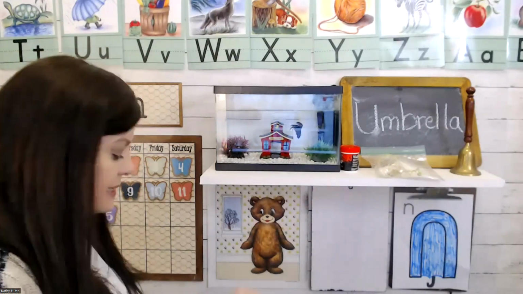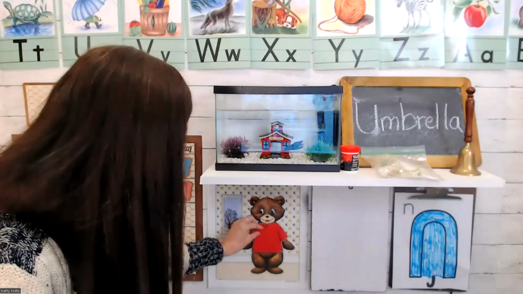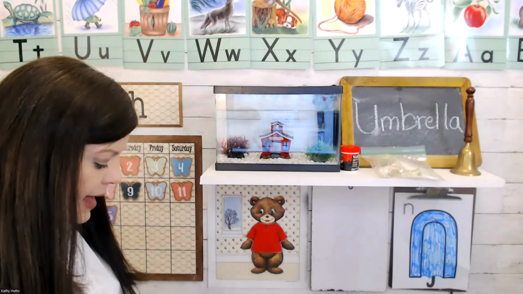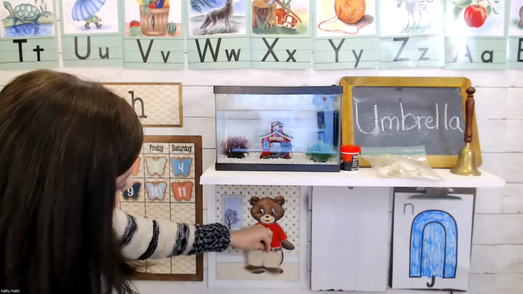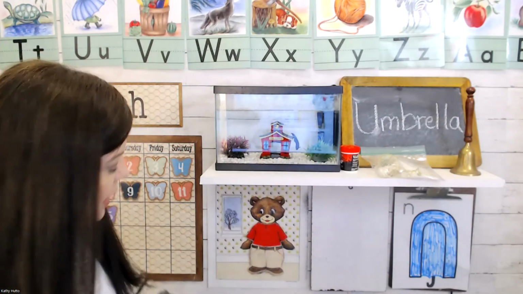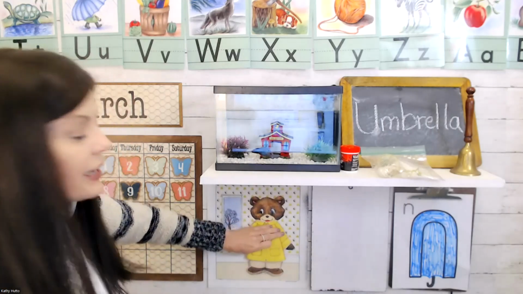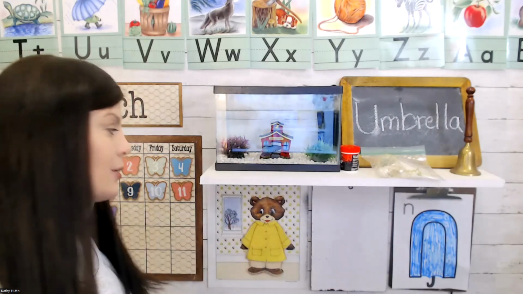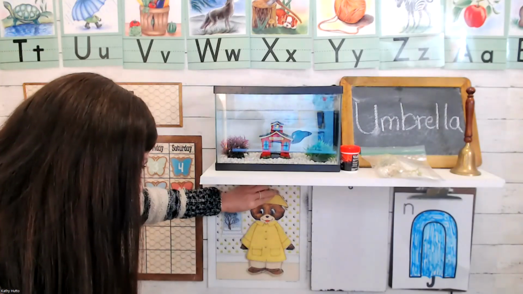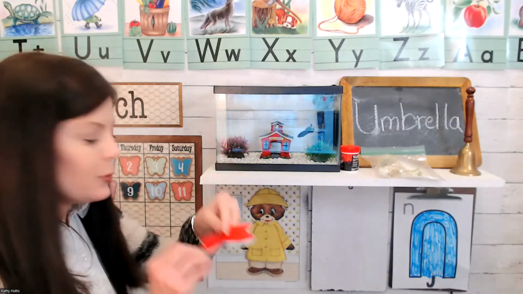Weather Bear, we're going to put on a t-shirt for you and some pants. And we'll put on a raincoat, since we're talking about rain and umbrellas, and a rain hat, and some rain boots.